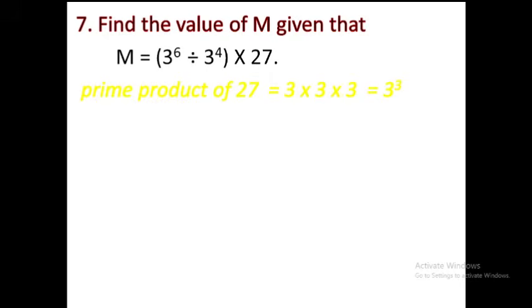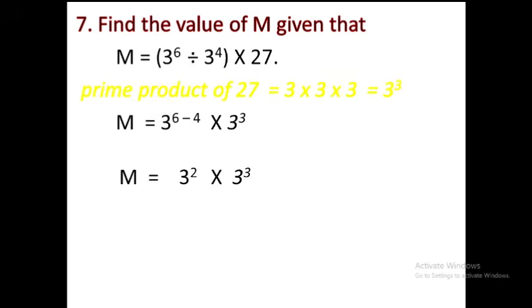So we will now have m equals 3 exponent 6 minus 4. I believe you understand it. 6 minus 4 because we are dividing, and the bases are the same. Maintain one base and subtract the exponent. Then times, instead of 27, now we are going to substitute that with the 3 exponent 3. I love the way you are following the whole thing. Let's perform that operation there. So our m equals 3 exponent 2 times 3 exponent 3.